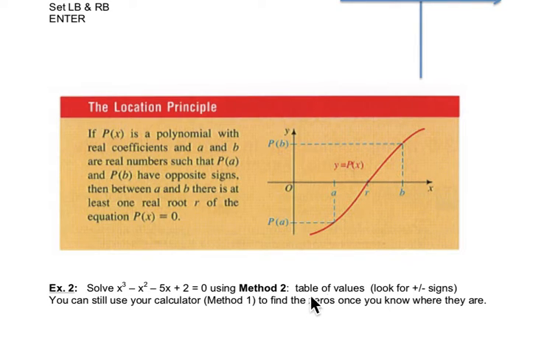We're going to go to the table of values and look for where the y-coordinates go from being negative to being positive, between which two values of x. And where do they go from being positive to being negative, between which two values of x. So let's take a look at the table of values.